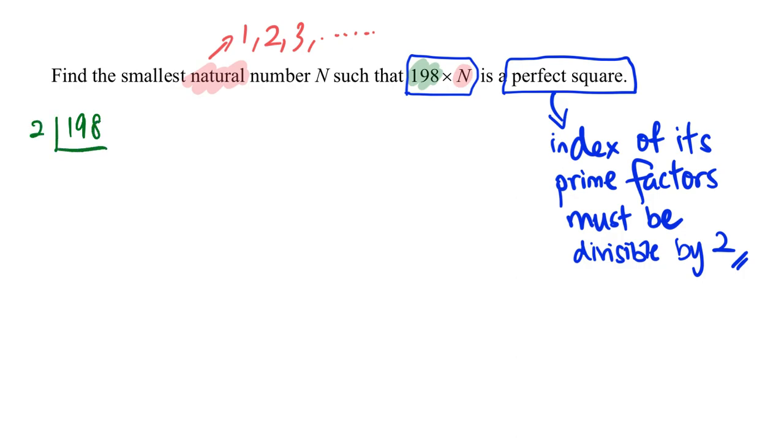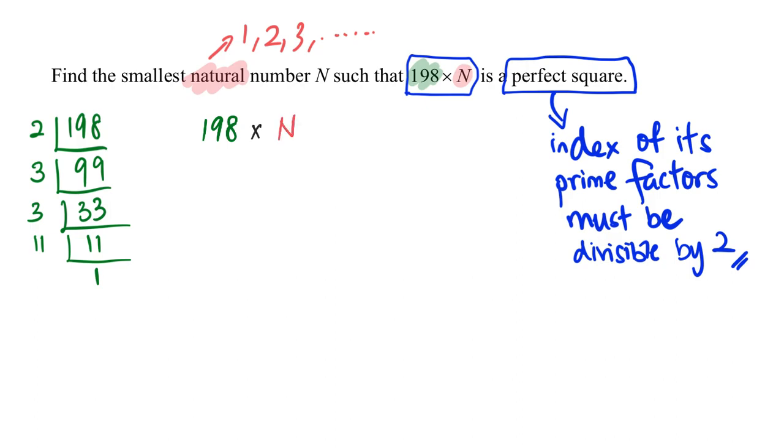For its prime factor, eventually I will get this: 198 is equal to 2 times 3 square times 11, and 198 times n. 198 can be written as 2 times 3 square times 11.